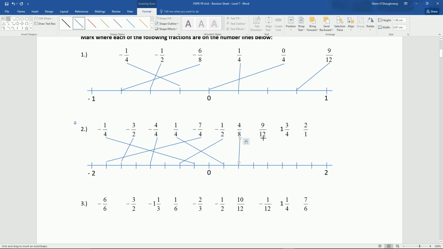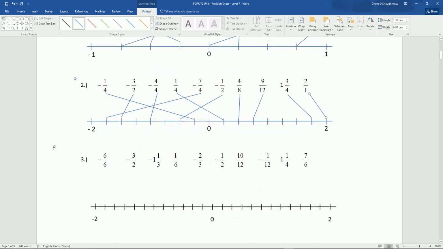I'll get 3/4, which is going to place me there. Okay, 1 3/4. All right, if that's 1/4, 2/4, 3/4, 4/4, which is 1, 1 1/4, 1 2/4, which is 1.5, 1 3/4 is there. Now, 2/1 is 2. Always remember a fraction's a division as well. So 2 divided by 1 gives you 2. So that goes right there. And that's that one done.